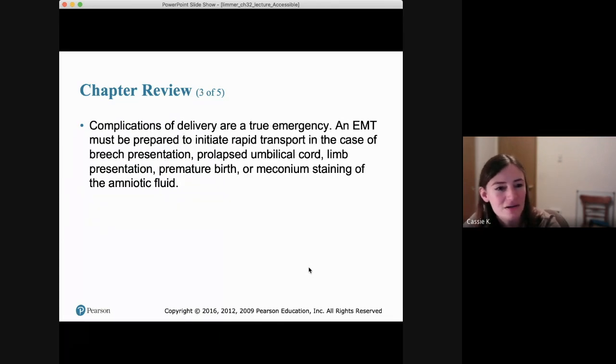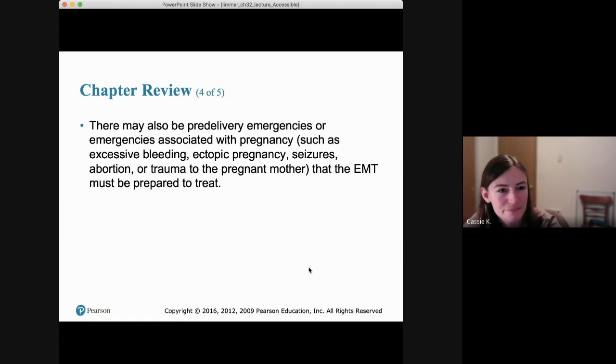For complications of delivery or a true emergency, we need to be prepared for rapid transport, in case of breech presentation, a prolapsed umbilical cord, limb presentation, premature birth, or meconium staining. There can also be pre-delivery emergencies, or emergencies associated with pregnancy, such as excessive bleeding, an ectopic pregnancy, seizures, abortion, or trauma, that we need to be prepared to treat.